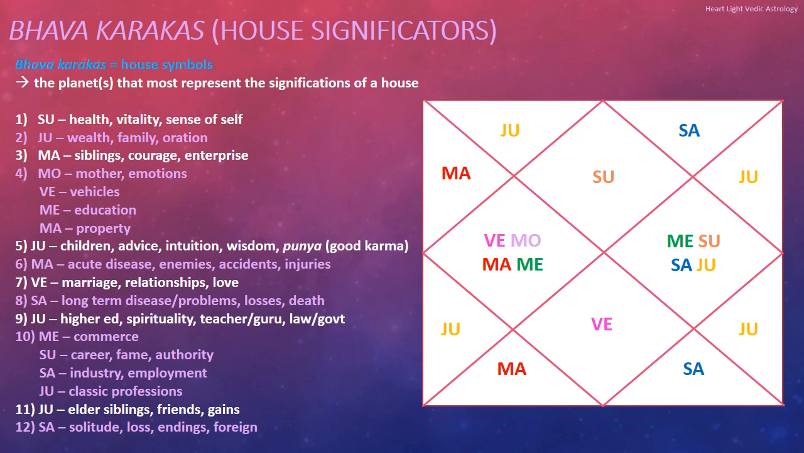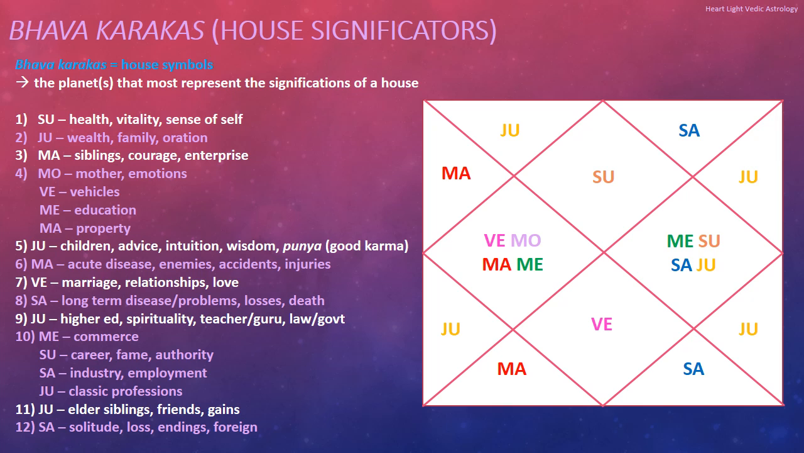Now, why is this? Because Moon represents mother and emotions, such as happiness, and the fourth house represents mother and happiness. Now, why is it Venus here? Venus represents vehicles, and the fourth house represents vehicles. Then Mercury. Why is Mercury here? Because Mercury represents education, and the fourth house represents education. So Mars is here as well, as it is in the third house. Mars is here because Mars represents property, and the fourth house represents property. Starting to see the picture here?